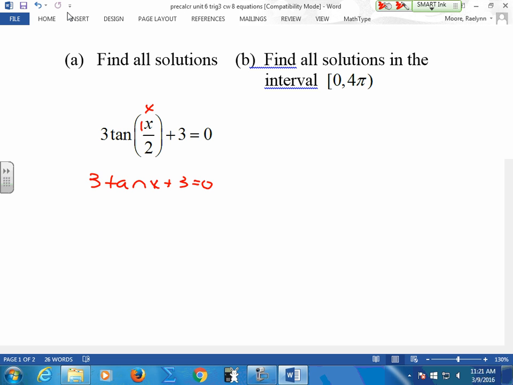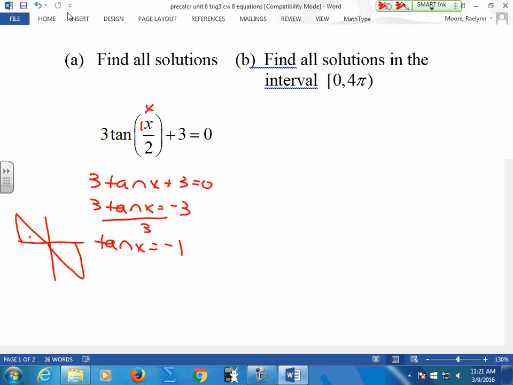So I subtract 3. I divide by 3. And this looks very familiar to us, doesn't it? Okay, it's a 45-degree angle in what quadrants? 2 and 4. And we know this is 45. So let's go for all solutions. X is equal to what? I need to name this angle. Okay, how many times does 45 go into 180? 4 times.